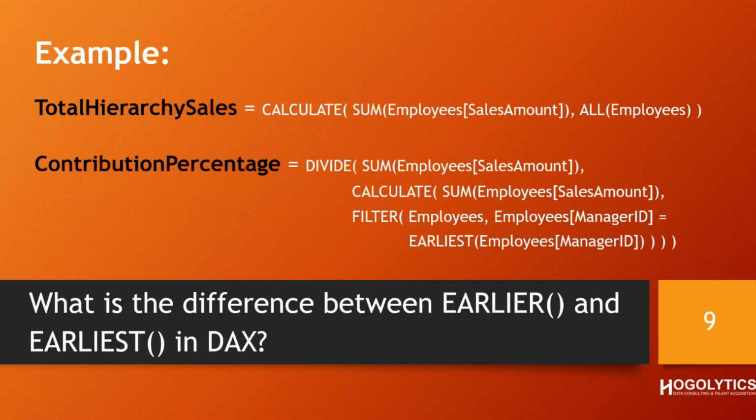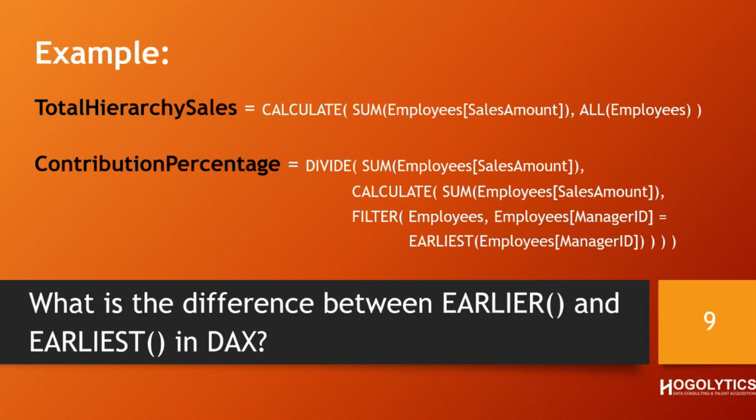An example for EARLIEST can be like this scenario. You have a hierarchical table called employees with the columns employee ID, manager ID, and sales amount. You want to calculate the percentage of sales each employee contributes within their entire management hierarchy.